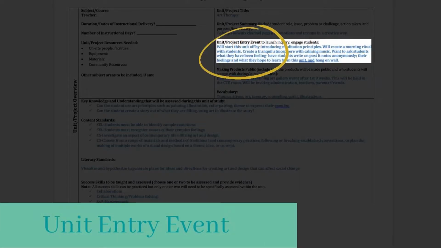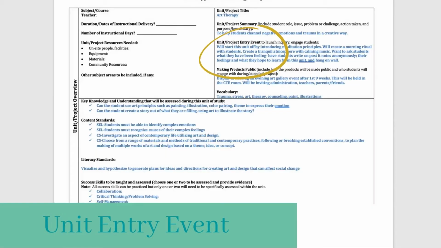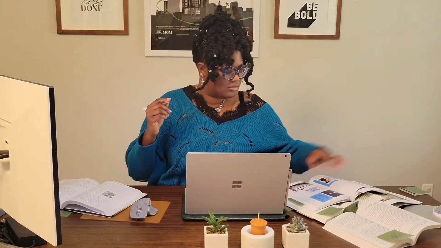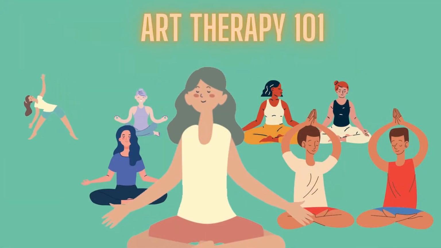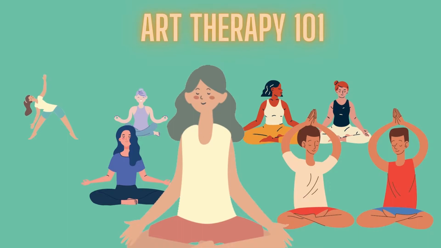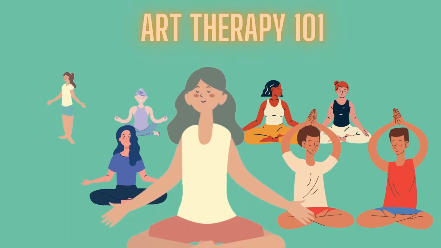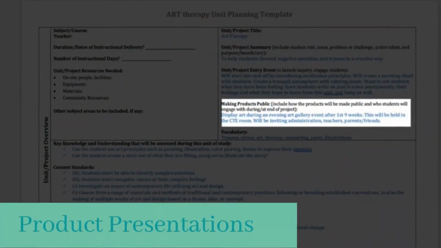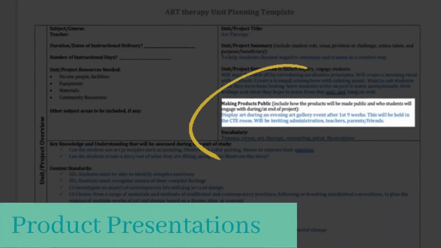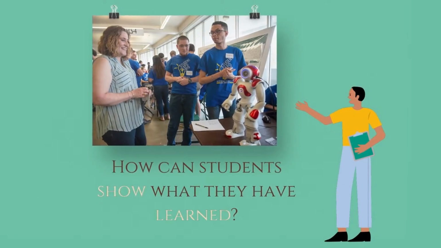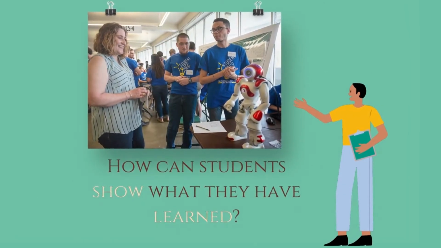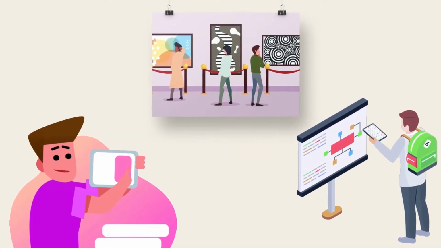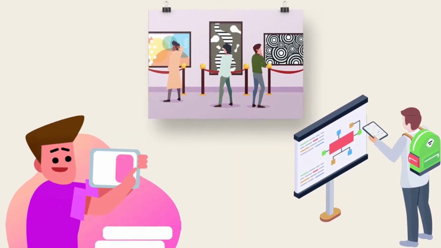Next, we want to create an entry event or unit opening. You want to get your students in the mode to receive the upcoming lessons. For example, for the art therapy unit, we may kick this off with a meditation to help students understand the purpose of art therapy. The making products public is how you plan for students to showcase their knowledge. Some examples could be an art exhibit, student presentations, concert, or expo. But the point is to allow students to show off their final products.